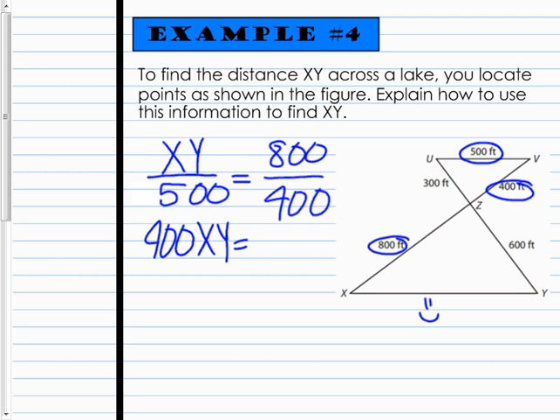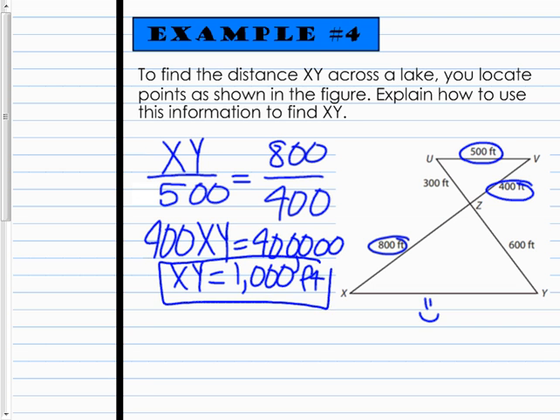400 XY equals 5 times 8 is 40, and then we add all the zeros, 400,000. Divide both sides by 400, XY equals 1,000. Okay, here we go. Again, a lot of you are going to say, duh, we saw that. 300 times 2 is 600, 400 times 2 is 800, so 500 times 2 is 1,000. Again, wonderful. If you saw that and you recognize that, I love it. I'm proud of you. Just know that the numbers will not always be that easy, so we need to be able to go through the process of finding this.